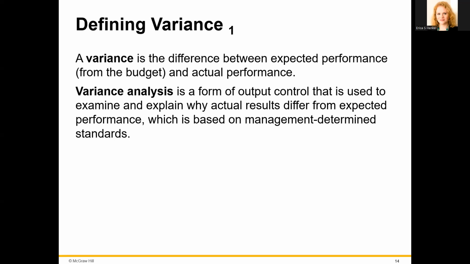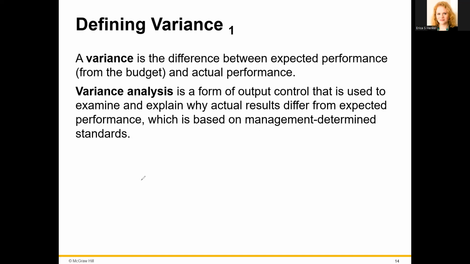All right, so jumping back to variances, right? So by definition, a variance is the difference between what you budgeted or what you expected to pay for something and what you actually paid, okay? So variance analysis, which is what we're doing in this chapter, is essentially figuring out why you had differences. Were the differences due to difference in quantity?